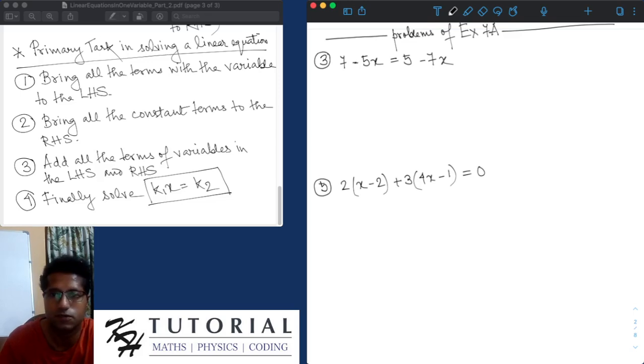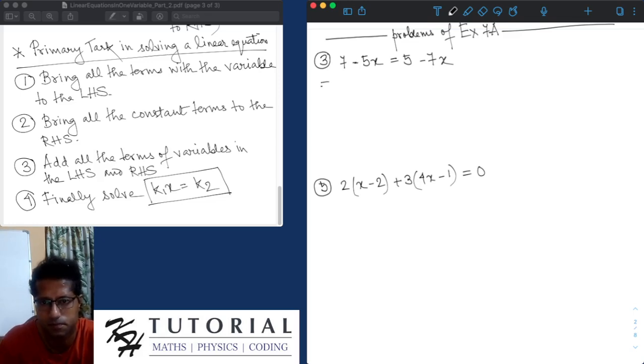Problem number 3 is very straightforward. We have 7 minus 5x equals 5 minus 7x. In the first method, this method is straightforward. There is no alternate method. So what I will do is bring all the x terms to the left hand side.